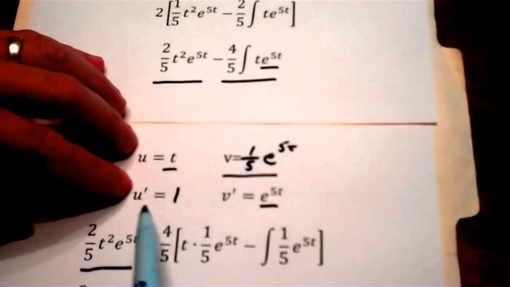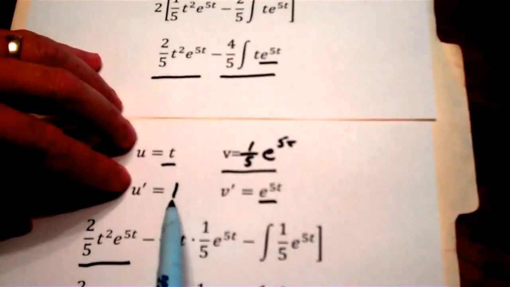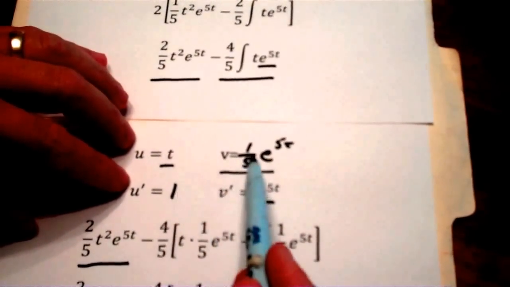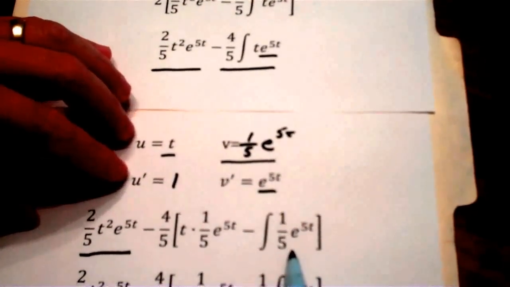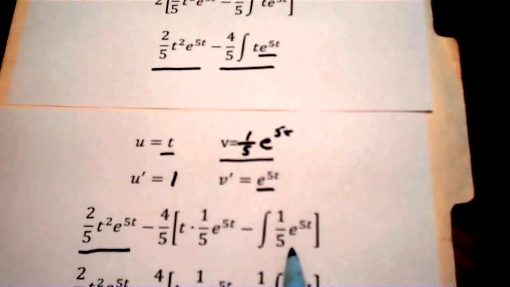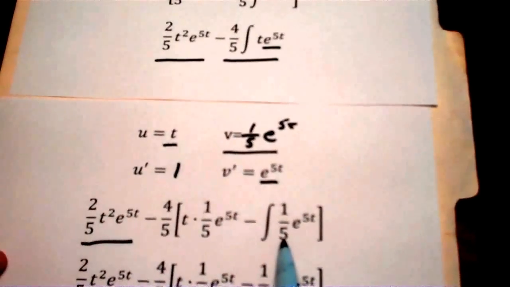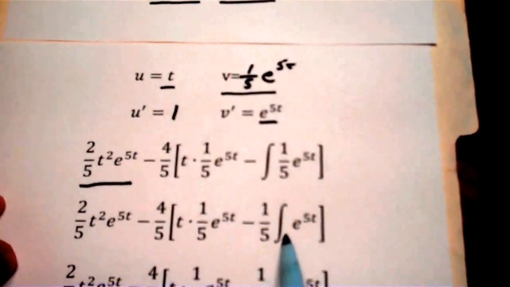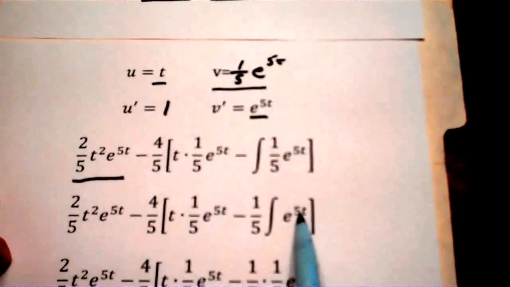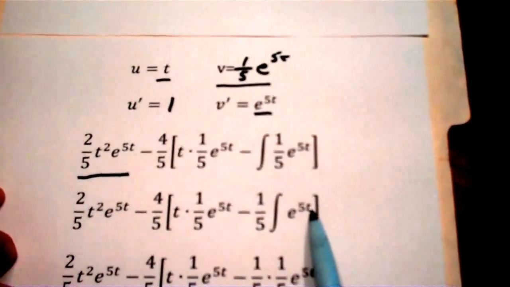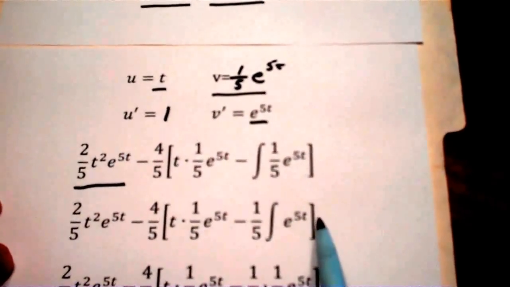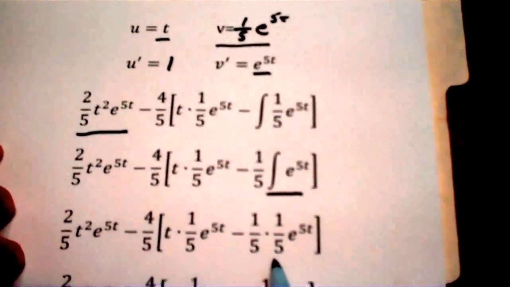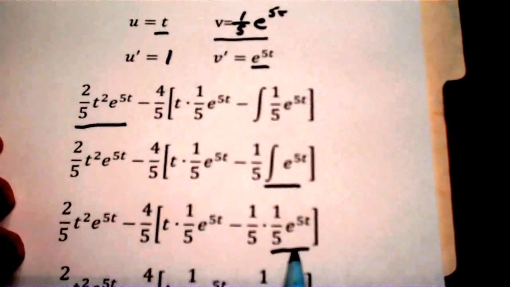So I need the integral of my u prime, which is just a 1 now, so that's good, times my v. Well, 1 times 1/5 e to the 5t is just 1/5 e to the 5t. Once again, let's take this 1/5 off to the side. And now I merely need to integrate e to the 5t. Well, I've done this 3 times now in this problem, so we ought to be getting pretty good at it. The integral of e to the 5t is simply 1/5 e to the 5t.